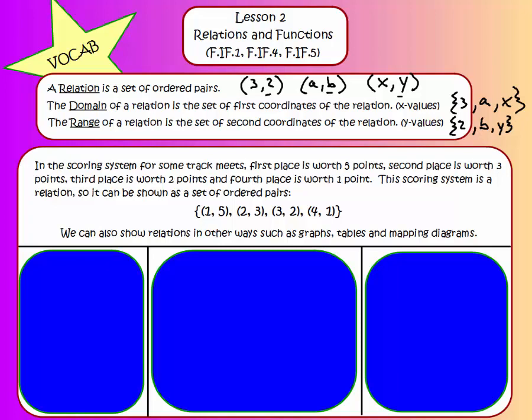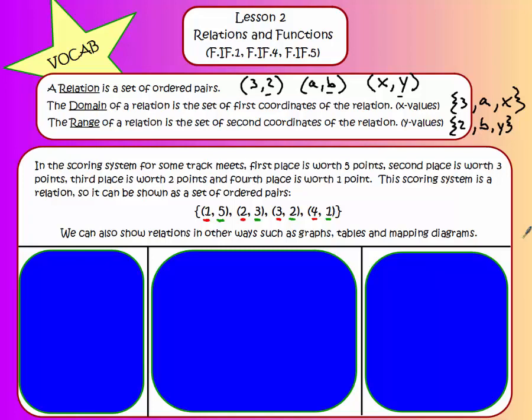So let's take a look at what's going on with these ordered pairs here. The first part is telling me what place the person came in the race. First, second, third, or fourth. The second value is how many points they earned for coming in that place. So they earned 5 points, 3 points, 2 points, and 1 point. So this is one way to show a relation.